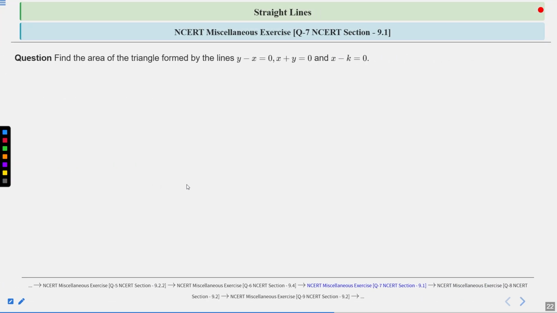In this question, we have to find the area of the triangle formed by the lines y minus x equal to 0, x plus y equal to 0, and x minus k equal to 0. Okay, so we have been given three equations of lines, and we have to find the area of the triangle formed by these lines. So, students, first of all, try it yourself. You have 30 seconds to try to solve this question, and then we will provide the solution.